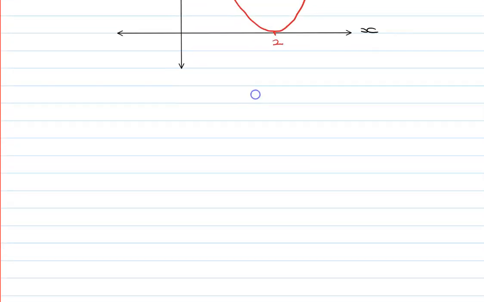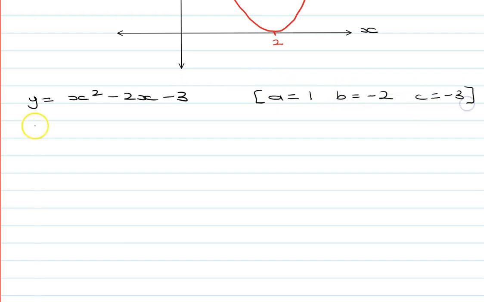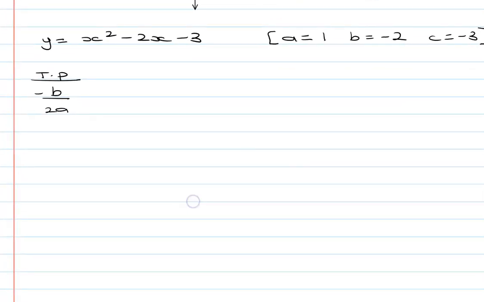Okay, I'll just do a second example and just show you how it's done exactly the same way. So I like to set out the working. We're going to sketch this graph. We're going to do x squared minus 2x minus 3. And again, we look at, well, what's A, what's B, and what's C? Well, A is 1 here. B is minus 2 and C is minus 3. Okay, so for the turning point, I'm going to be using minus B over 2A for the x coordinate of the turning point. So that then gives me 2 over 2, which is 1. So the turning point, the x coordinate of the turning point is at 1.